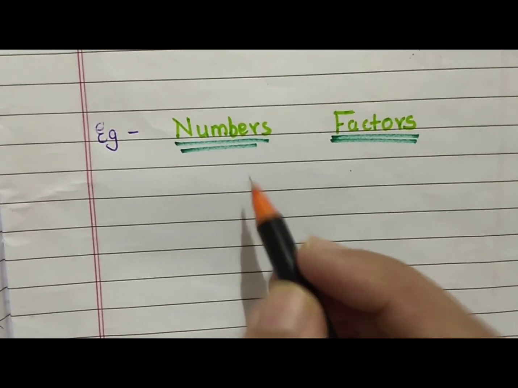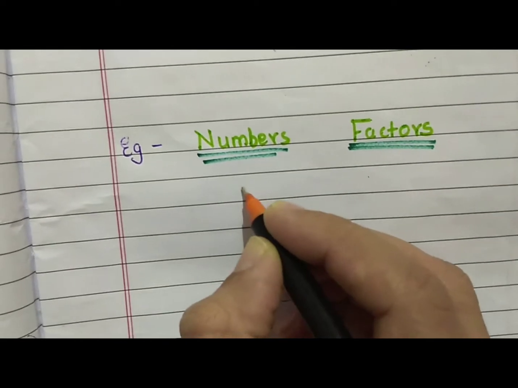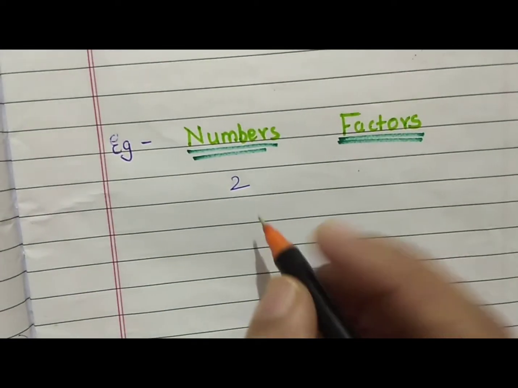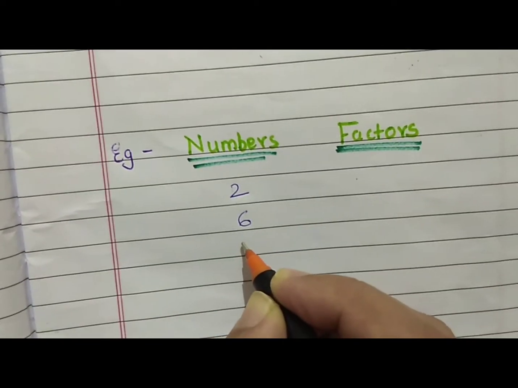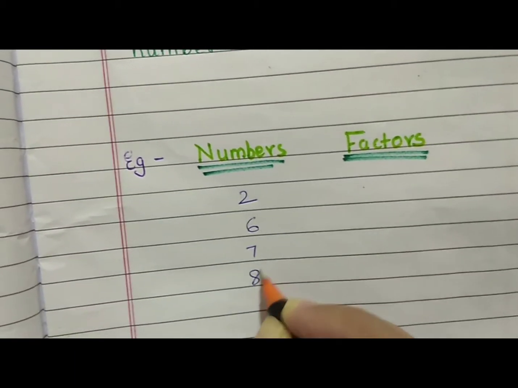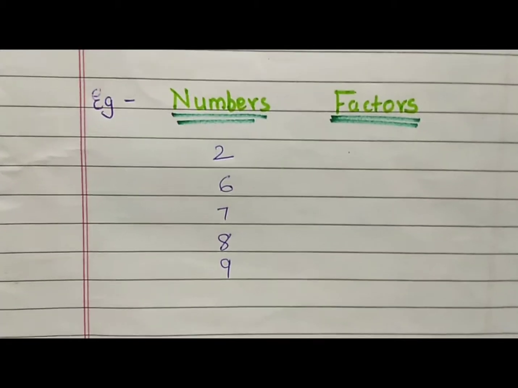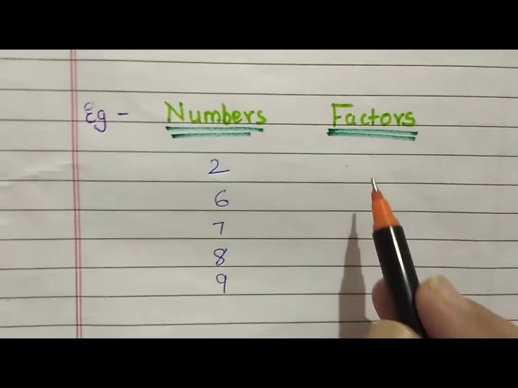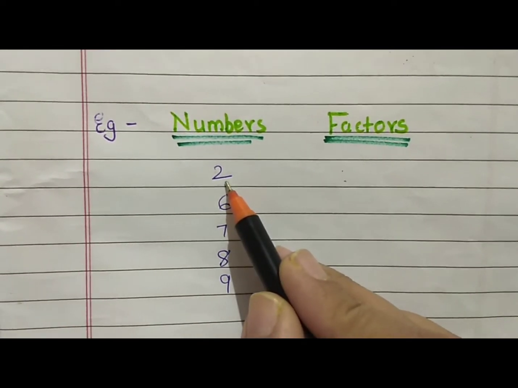So let us consider the numbers such as 2, 6, 7, 8, 9. I have written here few numbers. Now here we'll be writing the factors of these numbers.